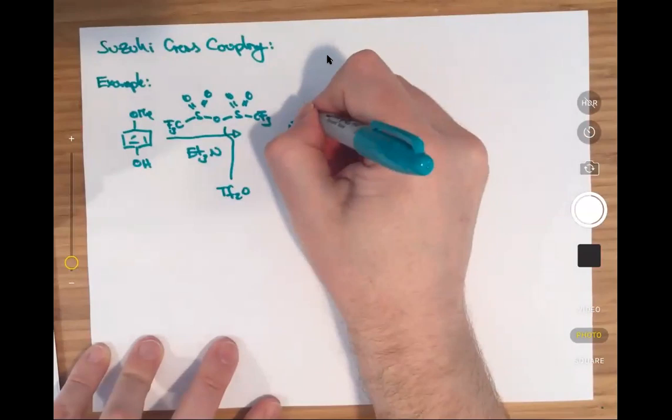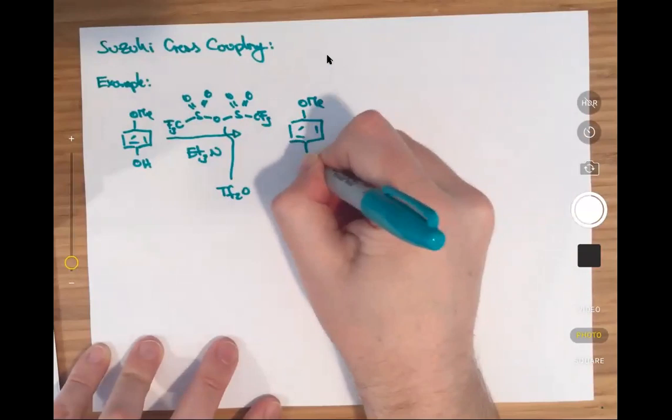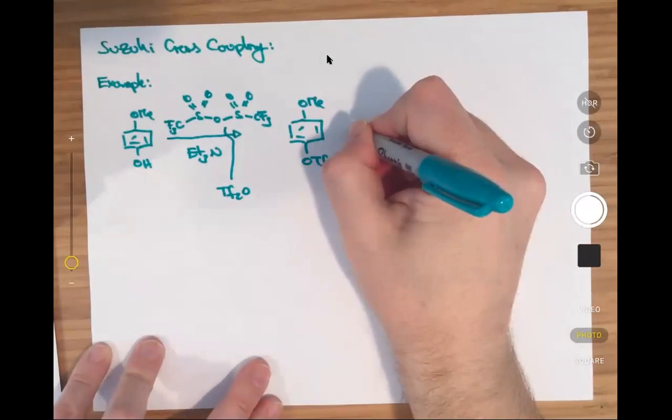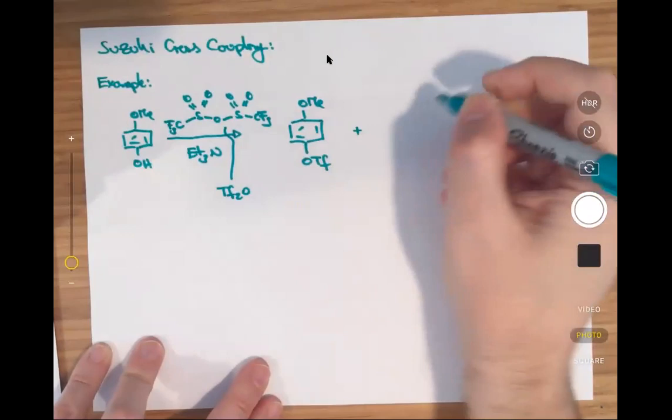And now what was previously your unreactive phenol is now a good substrate for a cross-coupling reaction. Now, the other partner that you would need to make this a Suzuki coupling is some form of a boron species. The most common ones used for these reactions are boronic esters or boronic acids. So let's keep it simple here and just use a boronic acid.